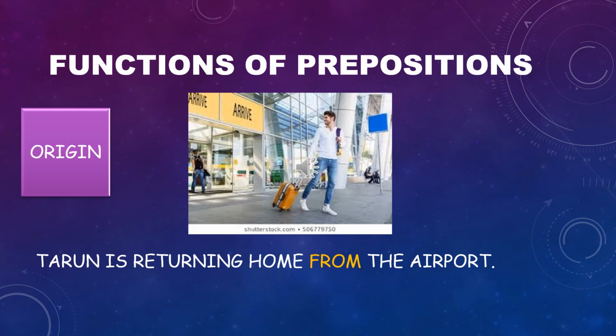Okay, now this is a preposition on origin, which shows origin. Tarun is returning home from the airport. Where is he returning? From? From the airport. So from is a preposition of origin. Clear, students? So we use from. Like for example, these dry fruits are from Afghanistan. Okay. So from is generally used to indicate origin.